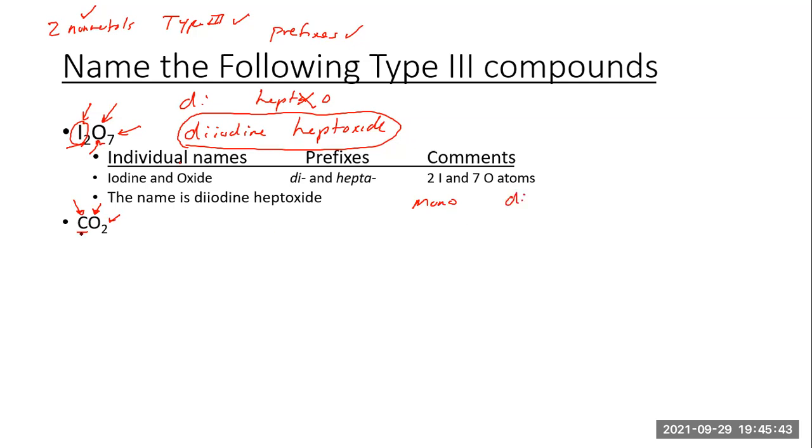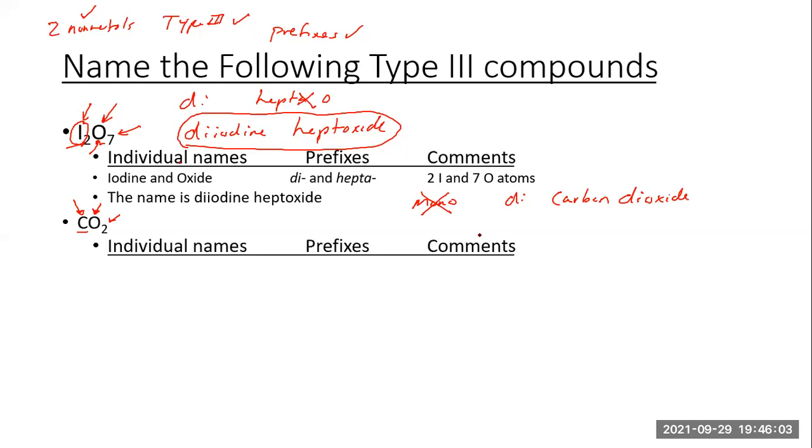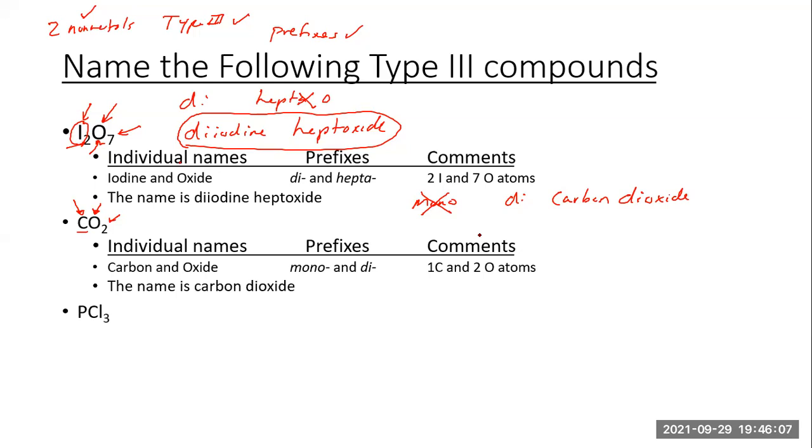So starting with the first name, remember we do not use mono on the first name. So we would just use the whole element name there, which would be carbon. Second one would be di, and then oxygen becomes oxide, dioxide here. And that would be carbon dioxide in this particular case. Any questions on that one?